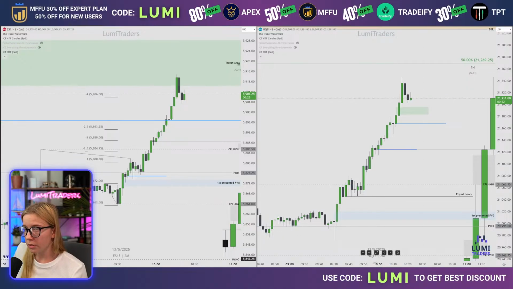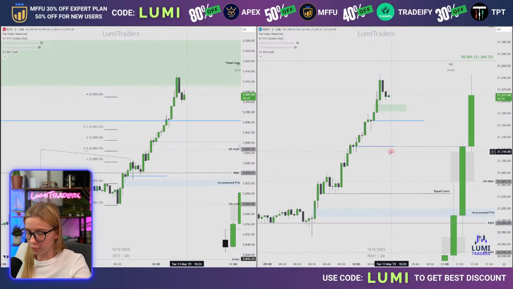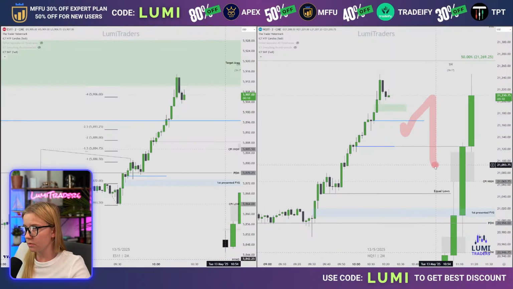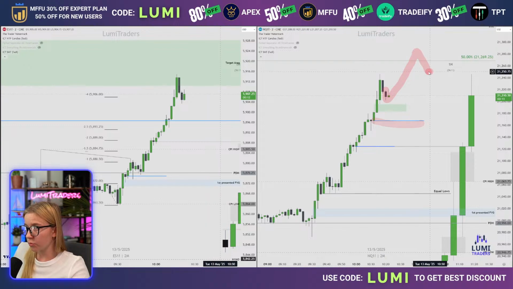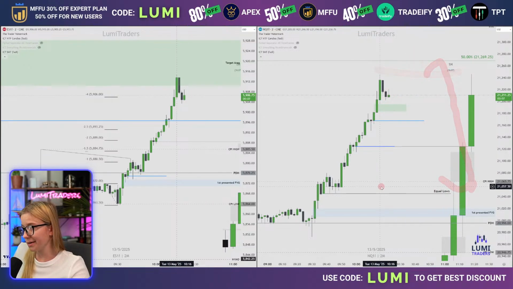Yeah, I will look once again. I'm waiting for order block formation. Depends on if it's going to be order block right here or order block from any other levels. But equal low seems good target in my humble opinion.